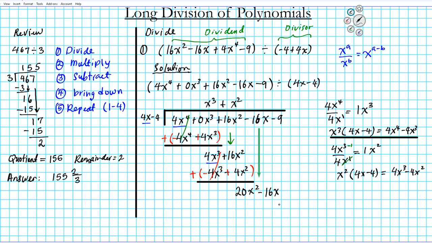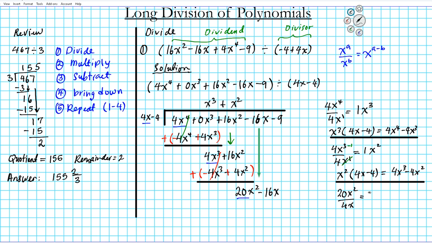Bam, okay. And then repeat the process again, all right? Divide, multiply, subtract, bring down. So let's start with the first part, which is to divide. Divide leading terms, right? 4x and 20x squared. You divide those. So we have 20x squared divided by 4x.